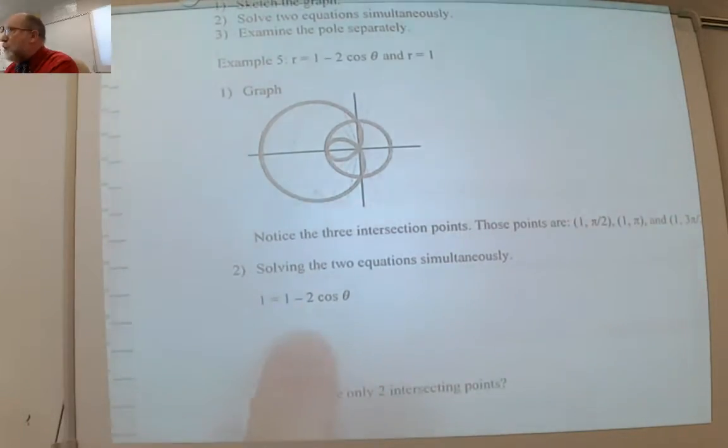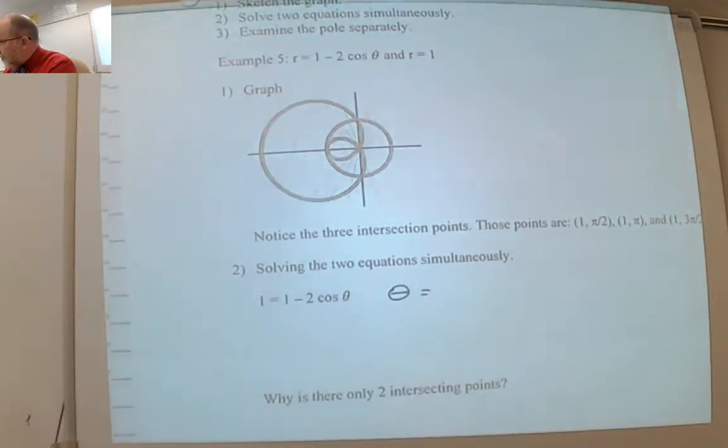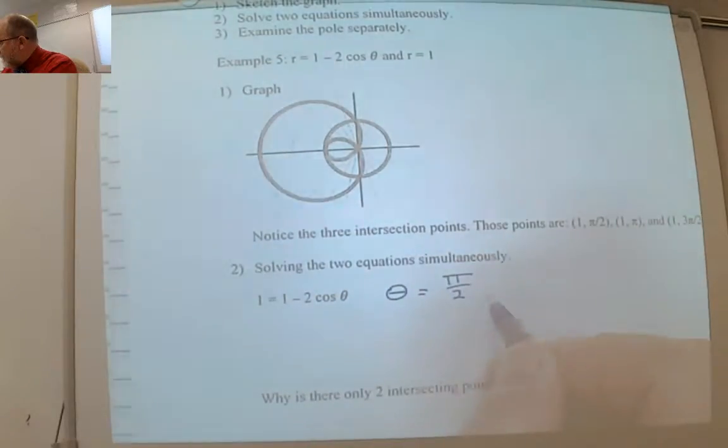Did we do number 2? We did number 2, we did all of it in one go. In one go? Yeah. And what did I come up with for theta? For number 2, you had pi over 2 and 3 pi over 2.